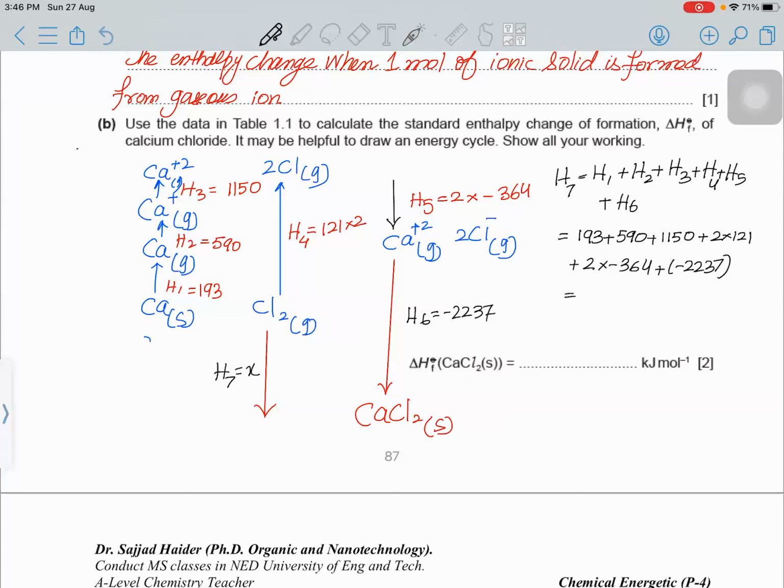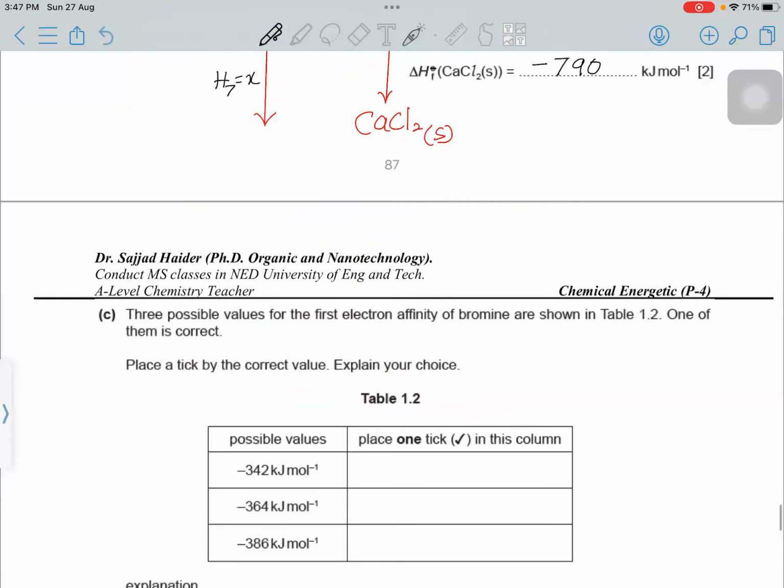Yes, minus 790 kilojoule per mole. Now next question.